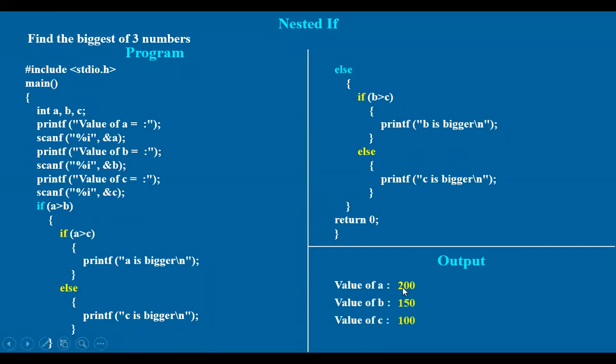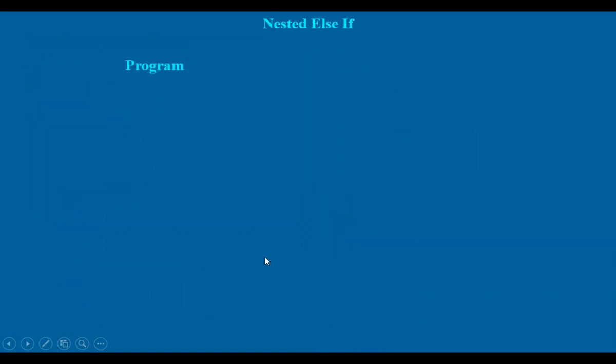Now let us give another set of values. Here we have given A as the bigger one. So A is greater than B is tested. True. When it is true, it comes here. So A is compared with C also. Is A greater than C? Yes, it is true. So A is bigger. This is the value that is displayed here. A is bigger. So like this, nested if continues.